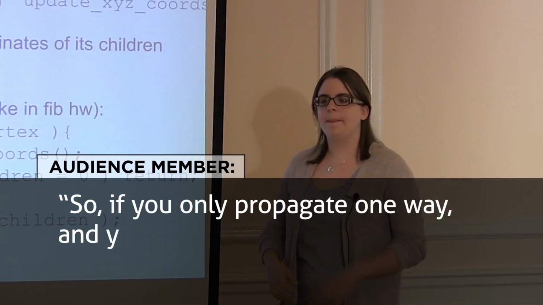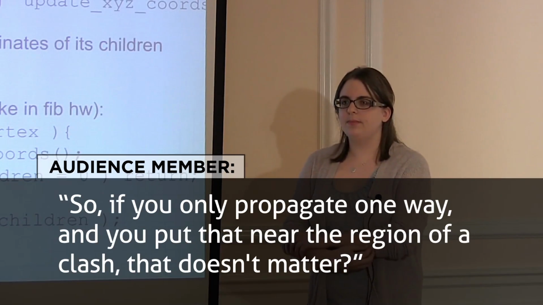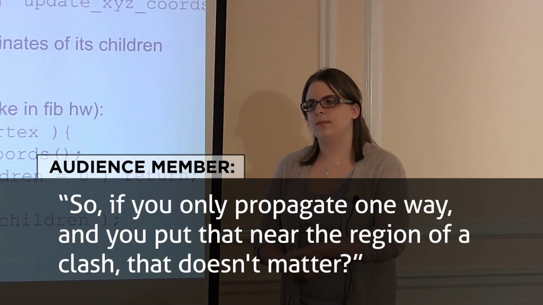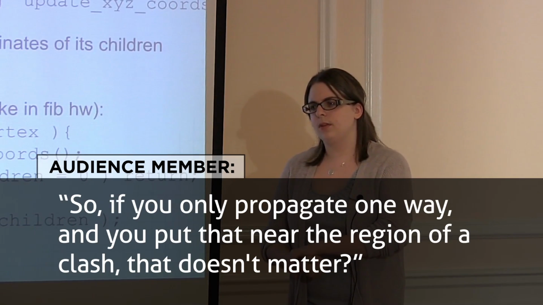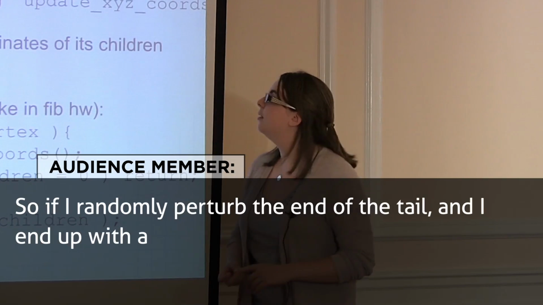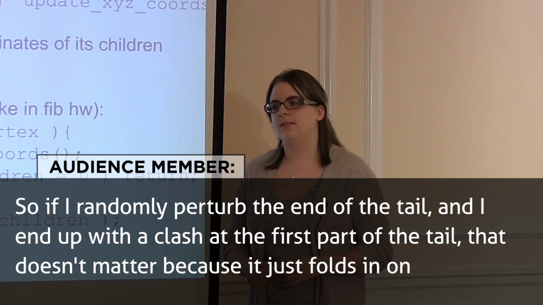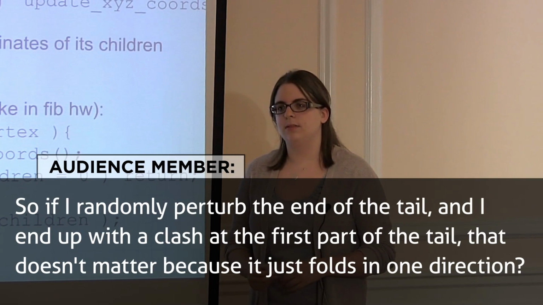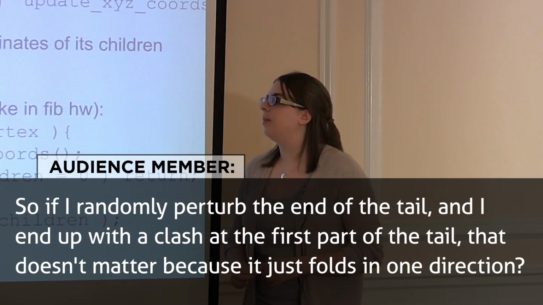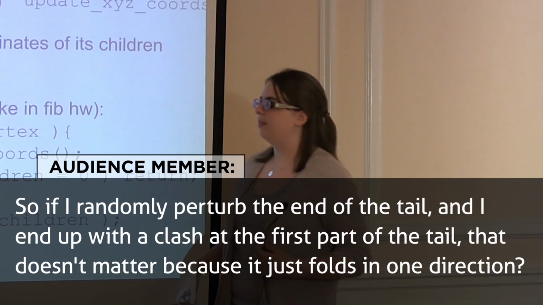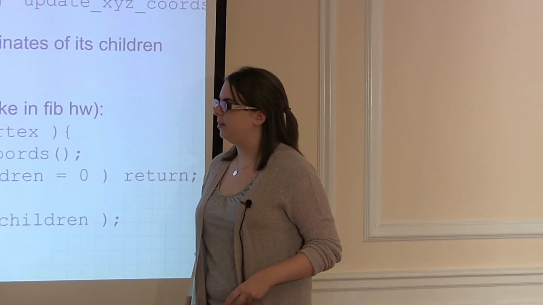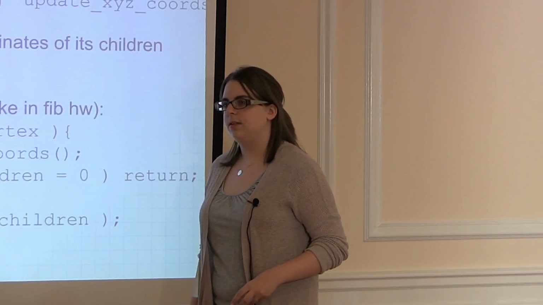So if you only propagate one way, but you flip that and you introduce a clash, that's just going to change. That doesn't matter, right? Can you repeat your question? Sorry. So if I randomly perturb the end of the tail and I end up reflecting the first part of the tail, that doesn't matter in terms of the whole thing. So the question is, if I pick the bottom half and fold it in half and then touch the clash at the top, it doesn't matter because it's just folded right now.